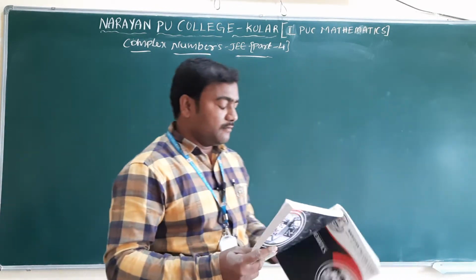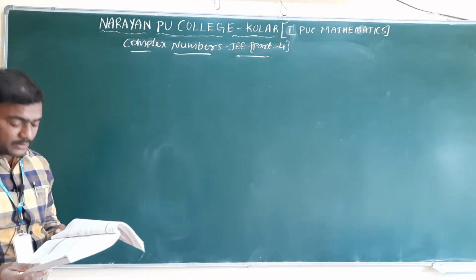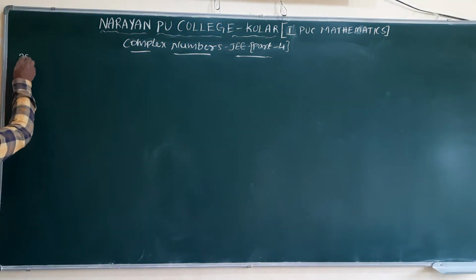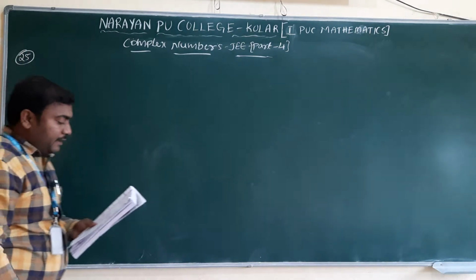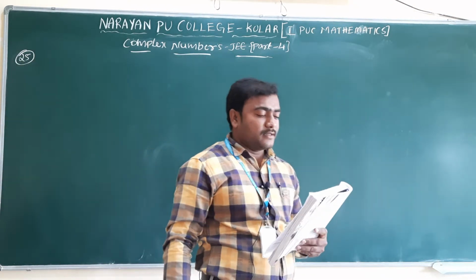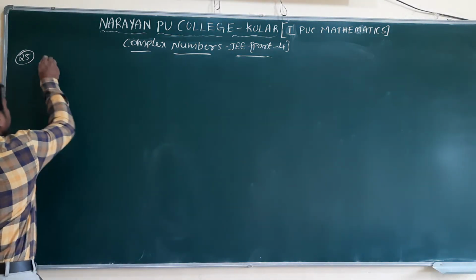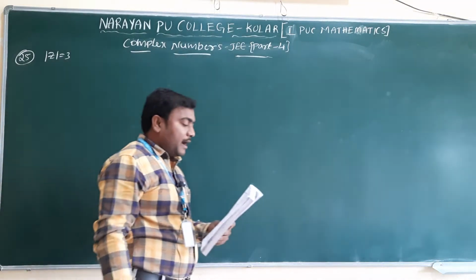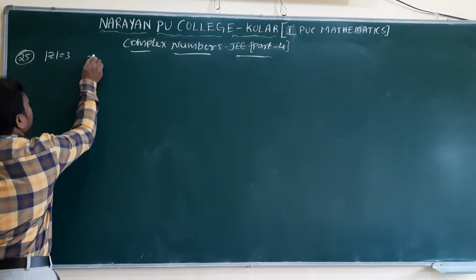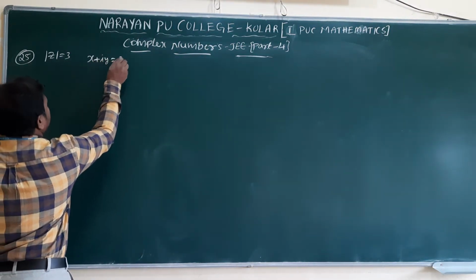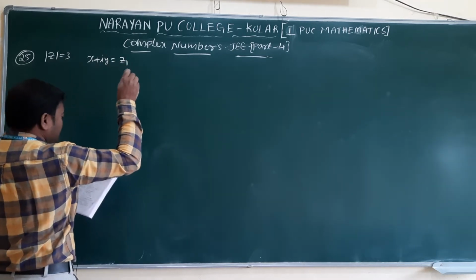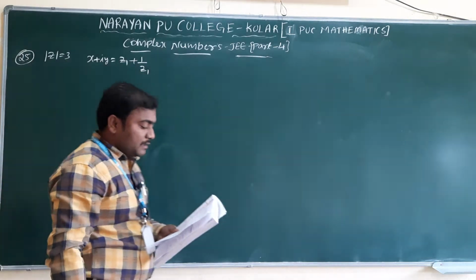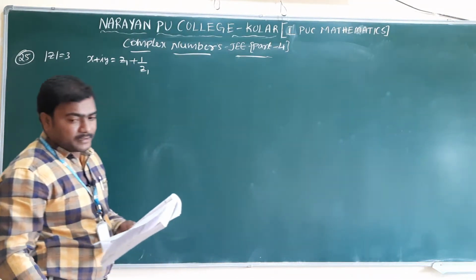In the last session, we discussed up to question number 24. Now, question number 25. If Z1 lies in the circle mod Z is equal to 3 and x plus iy is equal to Z1 plus 1 by Z1, then the locus of Z is.